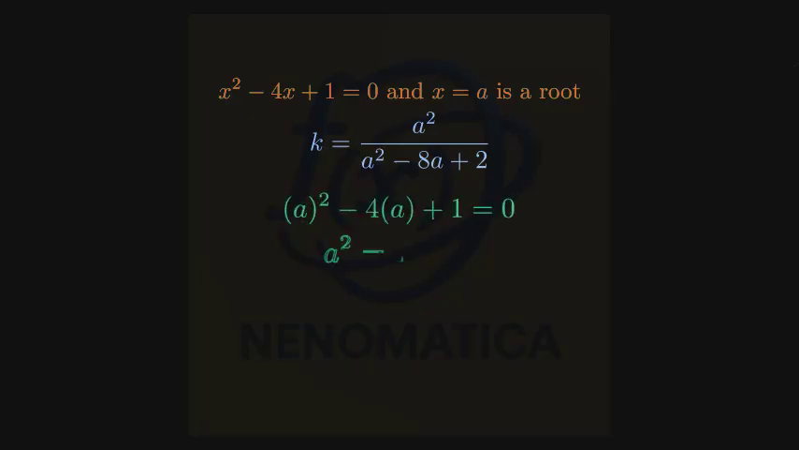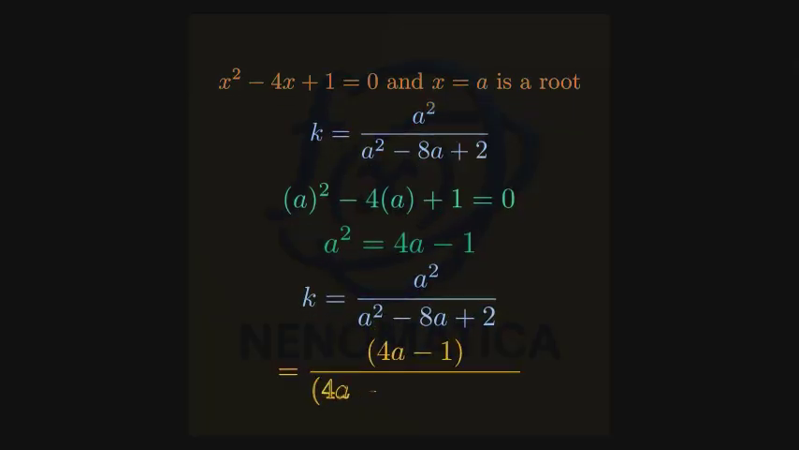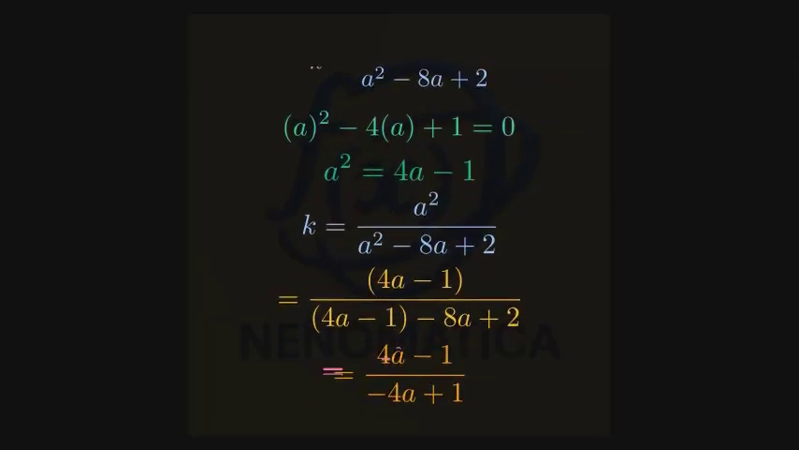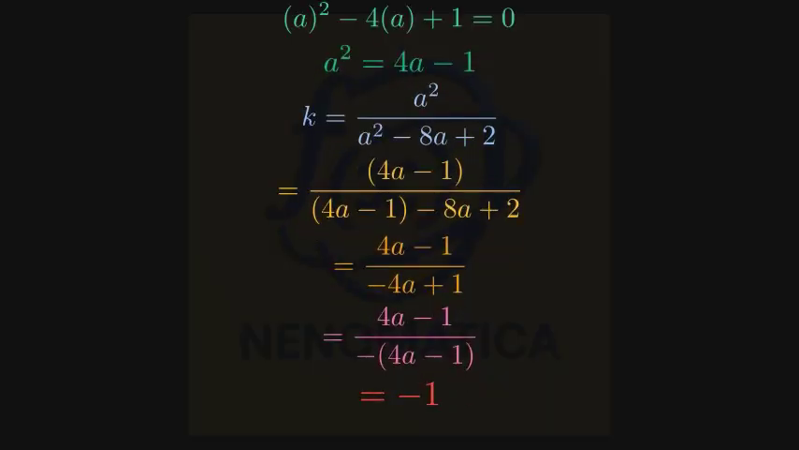Step 1. Because a is a root of the equation, substituting x equals a satisfies it. So, a squared minus 4a plus 1 equals 0. Therefore, a squared equals 4a minus 1. Step 2. Start with k equals a squared over a squared minus 8a plus 2. Replace a squared by 4a minus 1 in both the numerator and the denominator and simplify line by line.